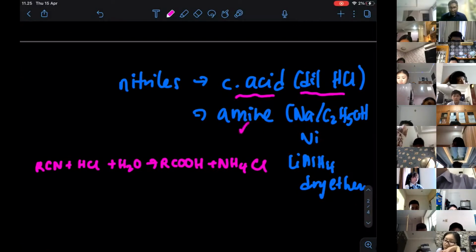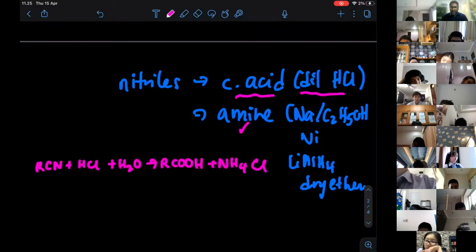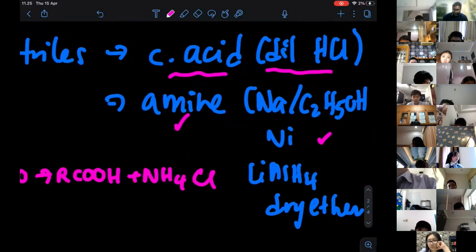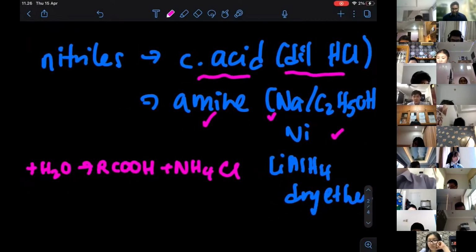Now this one is new. In your textbook they also mention it. You will learn it later also, but you need to know it now. RCN can also undergo reduction. I taught you LiAlH4 and NaBH4, but now you are also going to have different reducing agents. You can use sodium in ethanol, you can use nickel, or you can use LiAlH4 in dry ether. There are three things that you can use, and it can be changed into amine. I'll show you how.